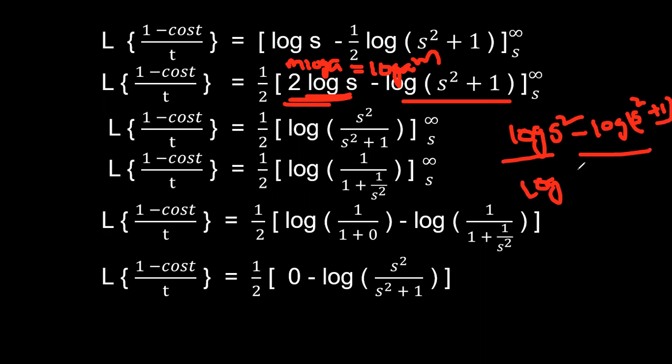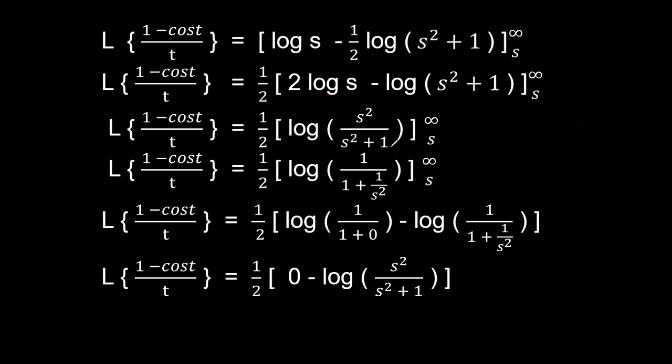Log a minus log b can be written as log a by b. So finally you got the equation as log of s square by s square plus 1, with limits s to infinity. Before applying the upper limit and lower limit, first we have to take a common term for both numerator and denominator.